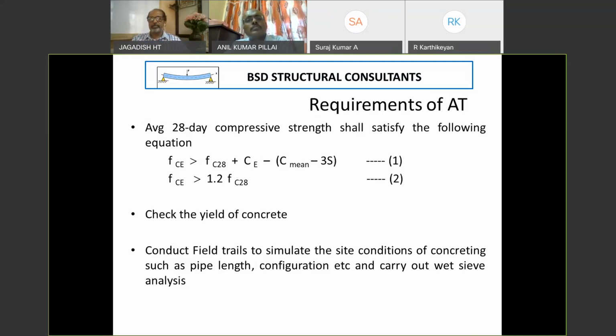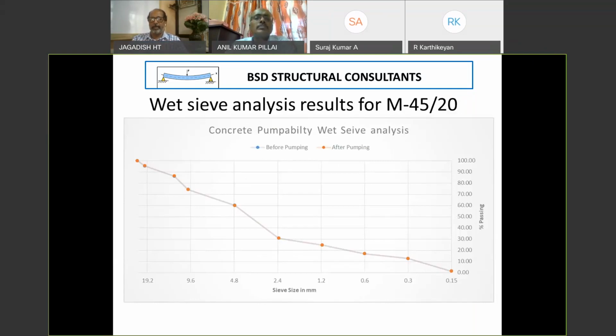The next slide shows you a test done in one of the nuclear power plants. It was done for M4520. Normally in the nuclear industry, we name the concrete like this. M45 means 45 grade, and 20 means the size of aggregate. So it's M45 grade concrete, and 20 means the aggregate size. This has been done for wet sieve analysis. The blue line says before pumping, the red line says after pumping. But you see the blue and red almost merge with each other. That means the concrete before pumping and after pumping is consistent.